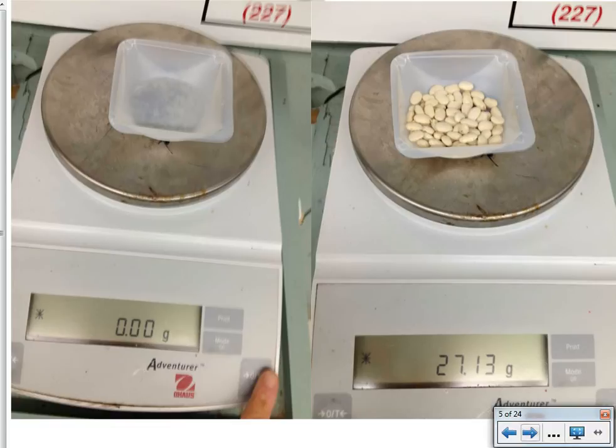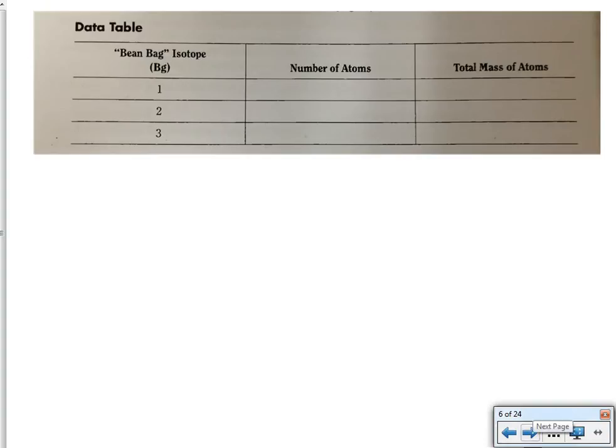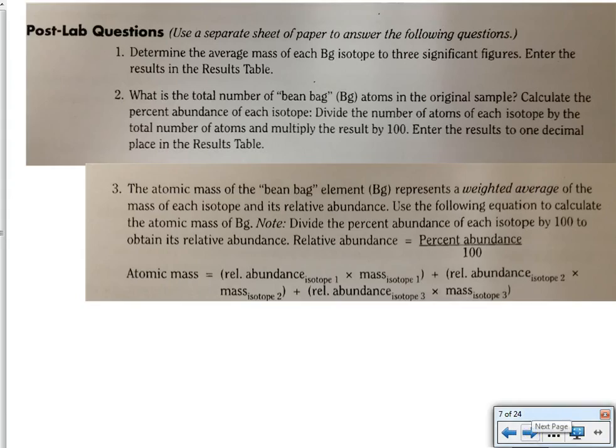Make sure that you put the empty weighing dish on the scale. Then you'll hit the re-zero button, which is the on button. You'll put the beans into that weighing dish, and then whatever number pops out onto the display, that's the mass of that particular isotope. You'll record that mass in the data table where it says total mass of the atoms. All right, so at this point you should have the procedural steps done. That's essentially it for the lab itself.